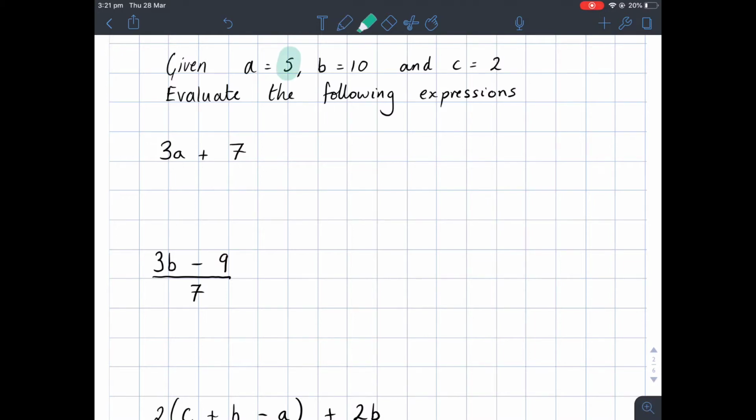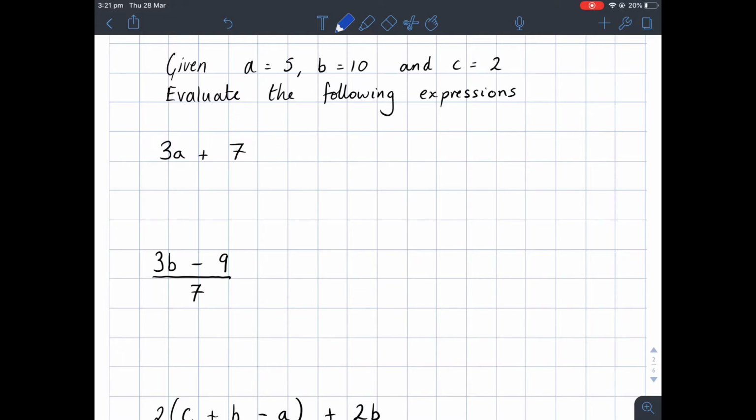We could say, for example, let a equal 7. We could let b equal 20. We could change these values around for a, b, and c, and that would then change the value of the expression that we would end up getting out of it. But for the time being, we're going to stick with what we've got. So we've got a equals 5, we're going to let b equals 10, and c equals 2.